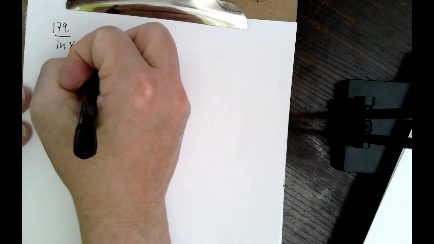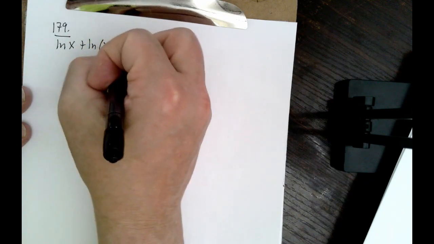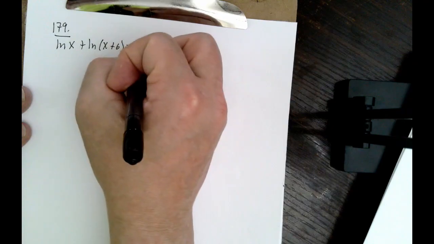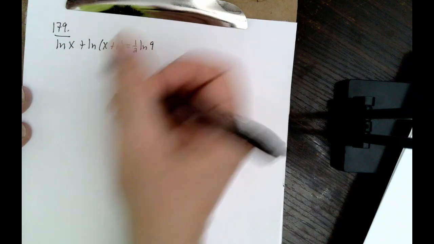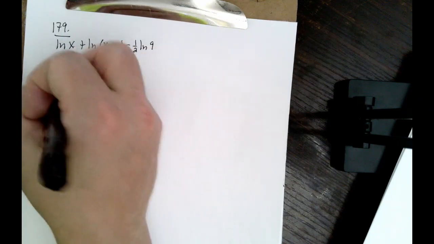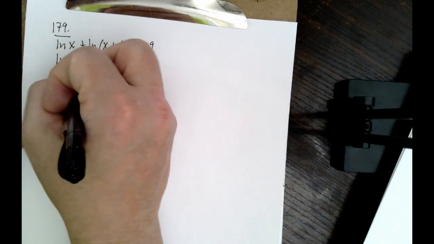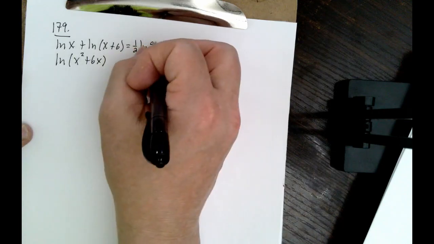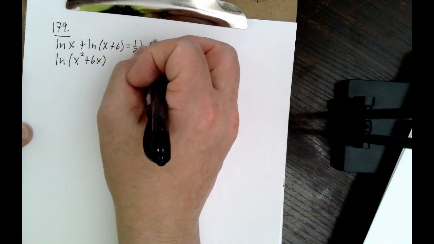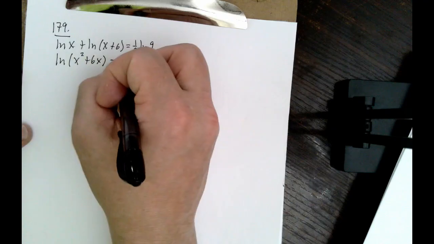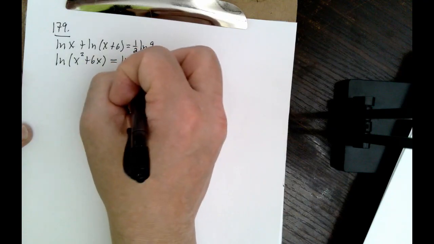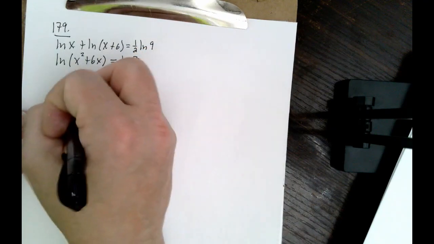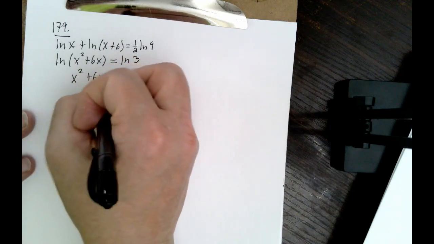179. ln of x plus ln of x plus 6 equals 1/2 ln of 9. Well, these two multiply together to give you ln of x squared plus 6x. And the 1/2 goes into the power, and that's just the square root, so square root of 9 is 3. And now you can set these two equal to each other without the logs.